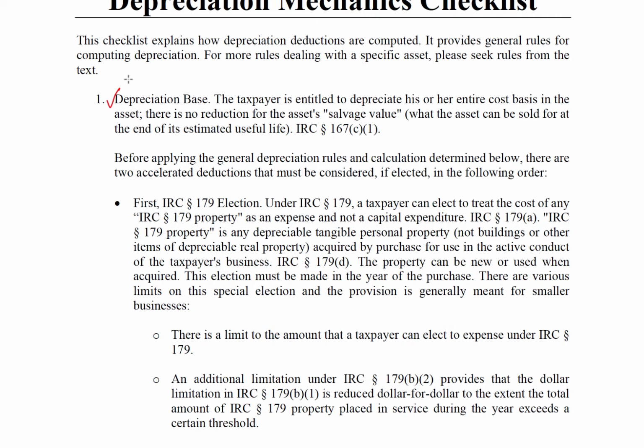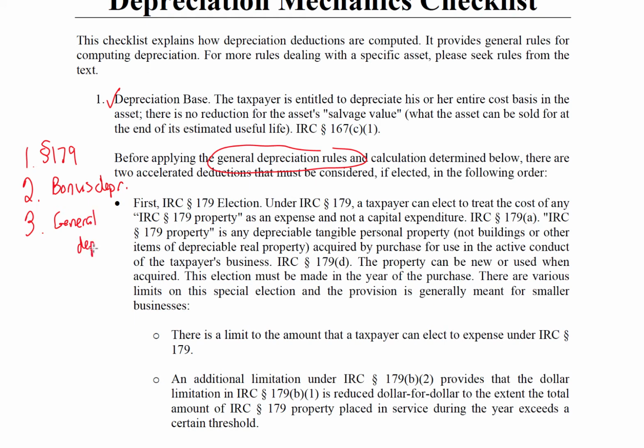Now, before applying the general depreciation rules, there are two rules that we need to consider with respect to possibilities of getting an early basis recovery, if you will. Those rules, in order: first is Section 179. You have to know this section number. It's called Section 179, an election to accelerate your deductions, basically. The second is bonus depreciation. And third is the general depreciation.